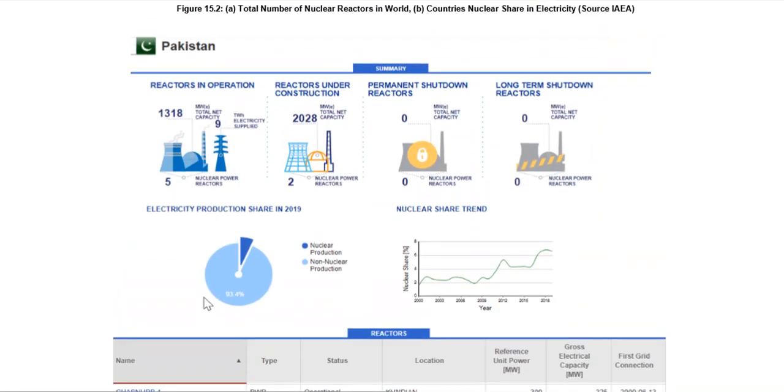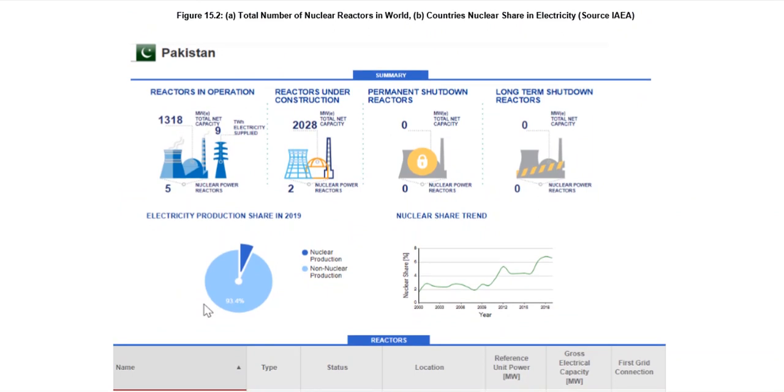The installed nuclear capacity of Pakistan is 1318 megawatt, while after the setup of the two further nuclear power plants, it is planned to increase to 2028 megawatt. The nuclear share of Pakistan is less than 7%. It's around 6.5% of the electricity generated from nuclear energy, which is less than 7%.